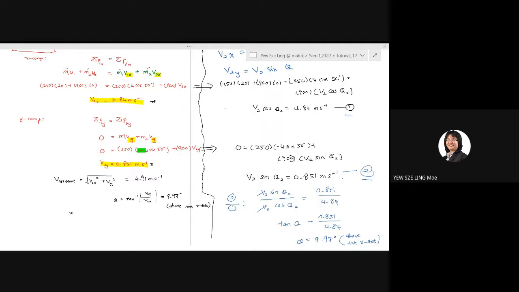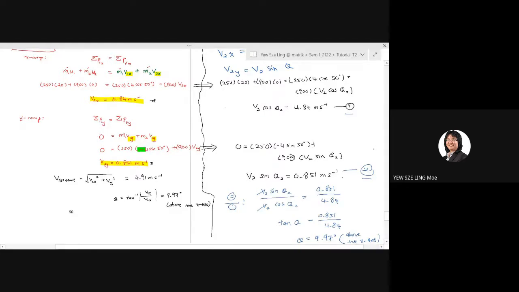Madam, why are there two thetas? Okay, now because after collisions, you have two objects, right? So theta 1 is for object 1, theta 2 is for object 2.